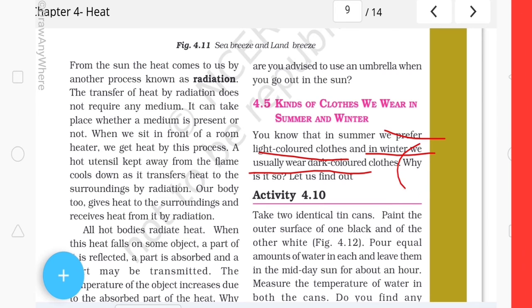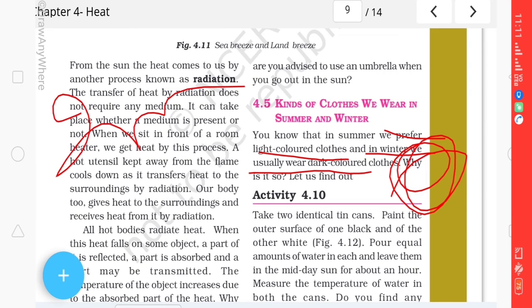Why do we wear light colored clothes in summer, and in winter why do we wear dark color clothes? The reason is, in summer light colored clothes reflect heat easily. Whatever heat is reaching the light colored cloth on our body will get reflected, so we will feel more comfortable and cool in summer, because the heat is getting reflected.